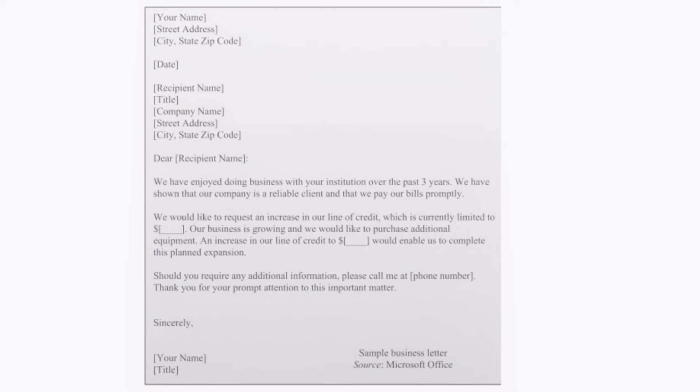As you see in the slide, write your address at the top of the letter. Don't include your name because your name will be written in the closing. Include only your street address, city, state, and zip code.